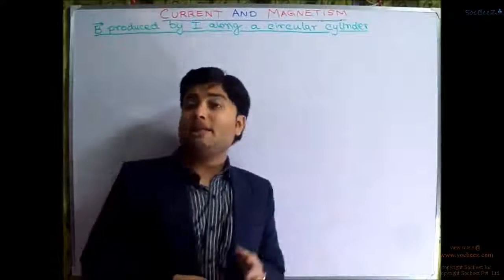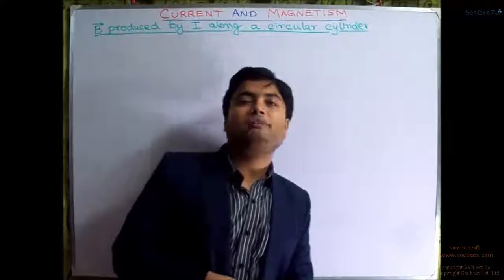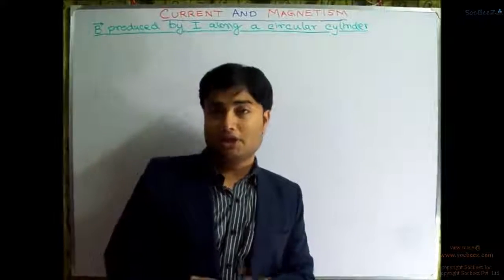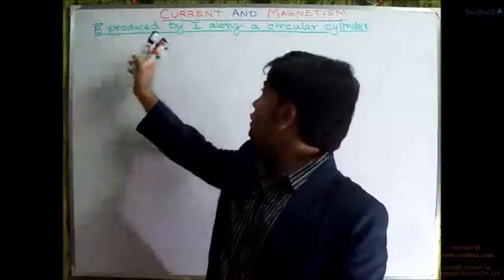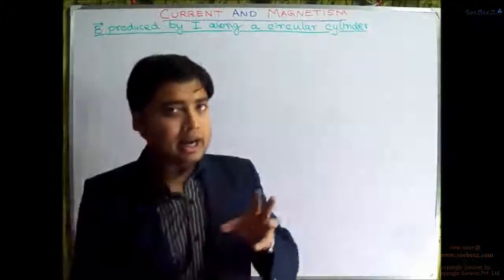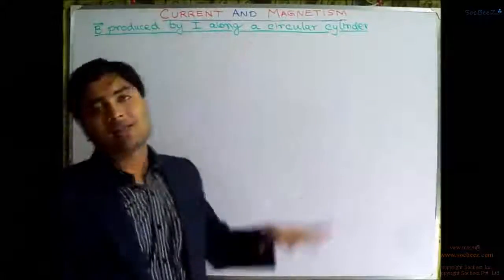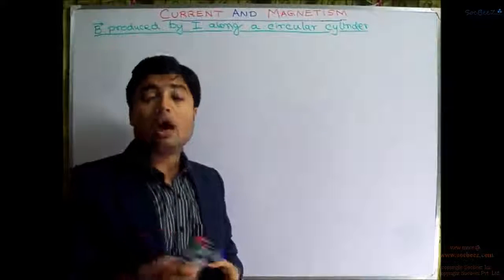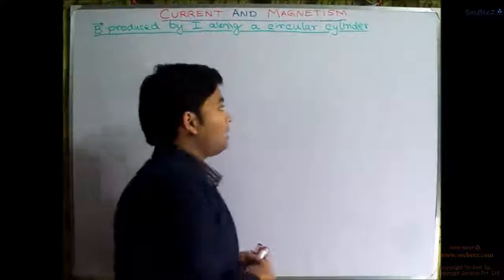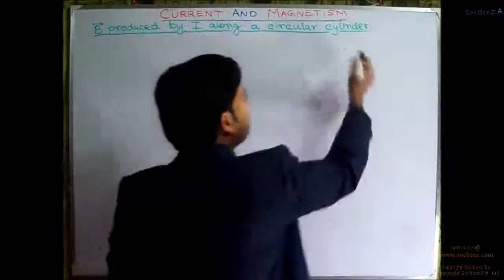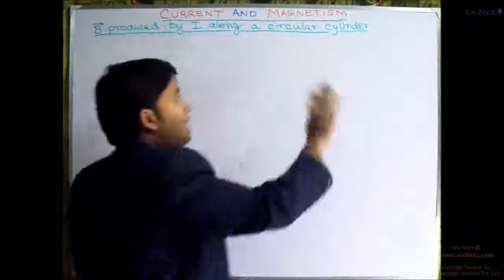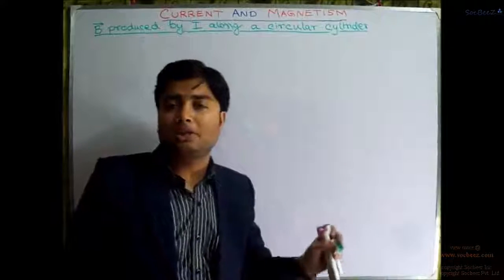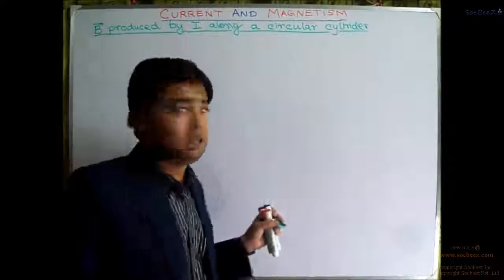Now, as we have seen the Ampere Circuital law, now we shall be trying to apply the Ampere Circuital law in order to find out the magnetic field produced by a current along a circular cylinder. Now, how shall it look like? So, for example, we take this circular cylinder likewise. Mind that the circular cylinder is of infinite length.